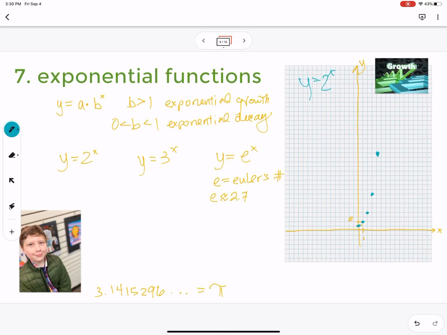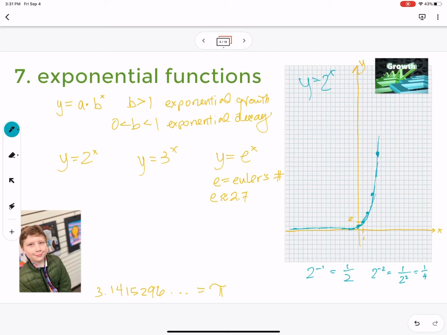If I plug in -1, 2 to the -1 is the same as 1 over 2. And 2 to the -2 is 1 over 2 squared, which is a quarter. So they're going to consistently get smaller as I go this way, which is very much the behavior of an asymptote. I have a horizontal asymptote here: when my x's get more negative, my y values get closer and closer to 0.